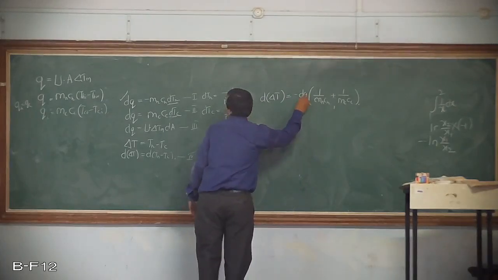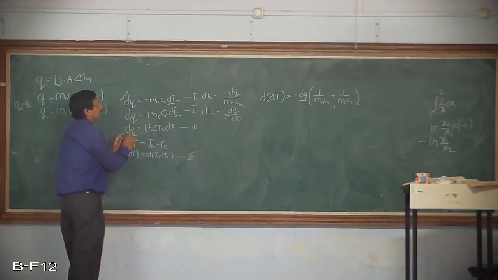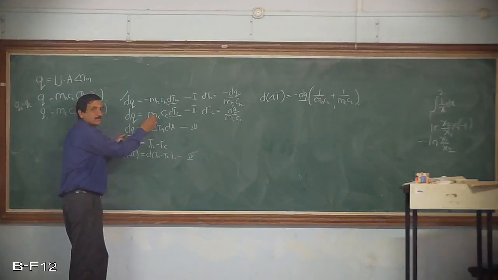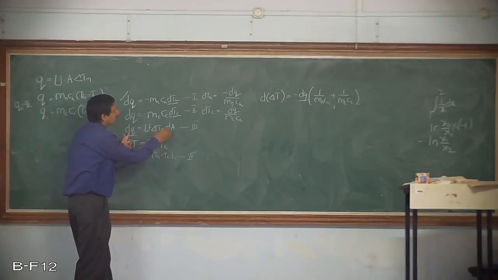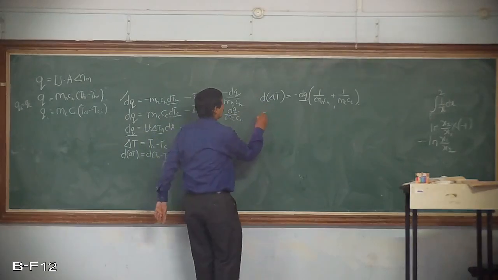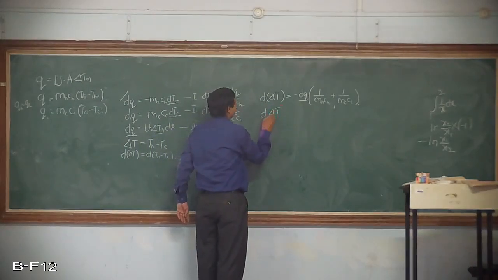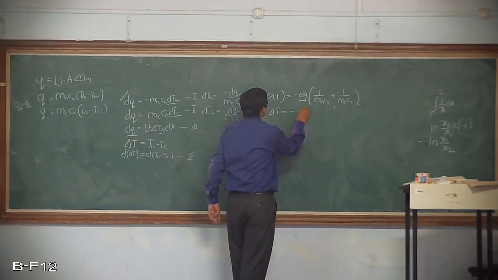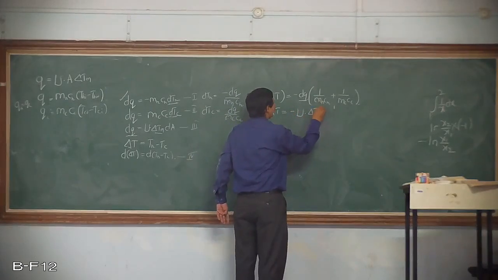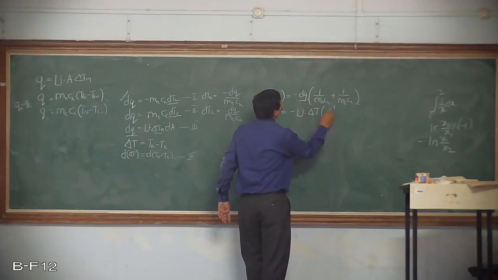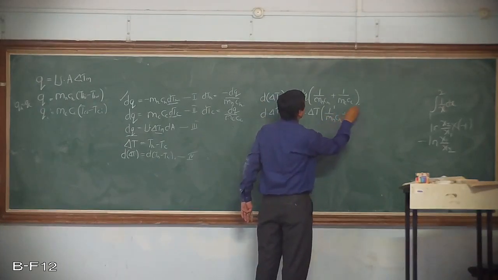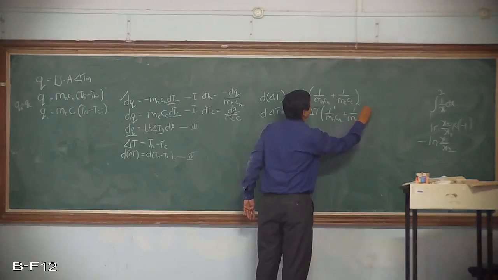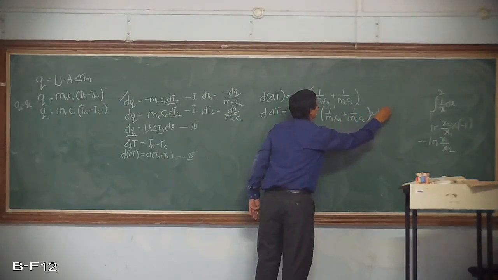Now, what about this one? dQ is nothing but this one. So these are the knowns. I am substituting dQ equal to U delta Tm into dA in this equation. So what happens? It is d delta T equal to minus U delta T into (1 upon mh ch plus 1 upon mc cc) into dA.